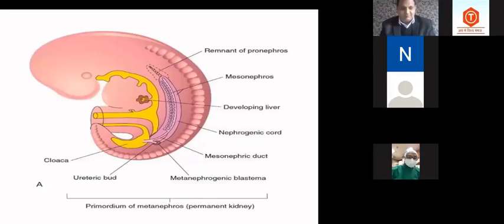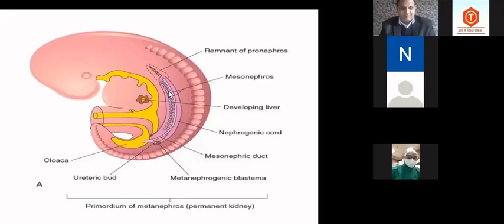In this diagram, we can see that this pink one is the nephrogenic cord. It is divided into pronephros, mesonephros, and metanephros. Pronephros is the very early kidney system and it will be rudimentary later in life; it functions from the beginning of the fourth week, then it degenerates and is replaced by the mesonephros, and later by the metanephros.